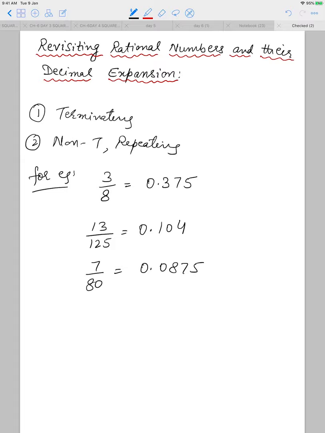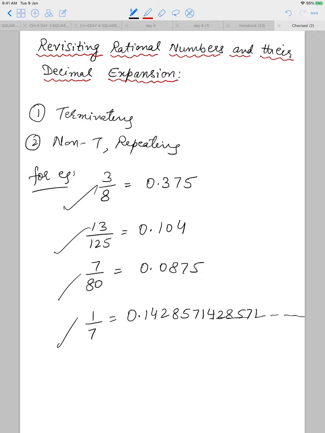And on the other hand, if I take a number, say 1 by 7, its decimal expansion will be 0.142857 and so on. After 1 it will again start repeating 142857 and so on. So all these four are rational numbers, but the first three have a terminating decimal representation, whereas the fourth one has a non-terminating but repeating decimal representation.